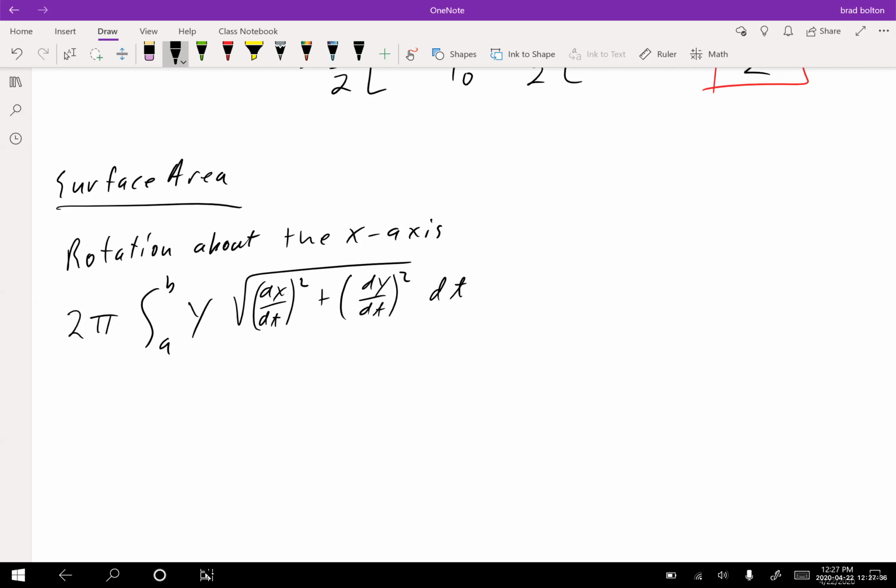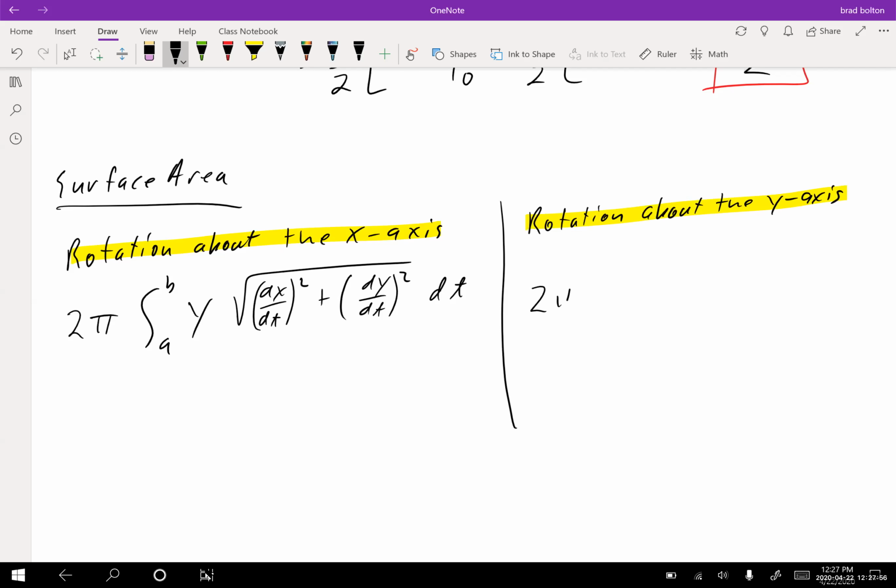So we're going to go ahead and have this one, and then we'll also have rotation about the y-axis. So we have a formula for this as well. Okay, so this will be 2 pi integral from a to b of x times the square root of dx squared plus dy dt squared dt. Okay, and it just depends on what you're working with.